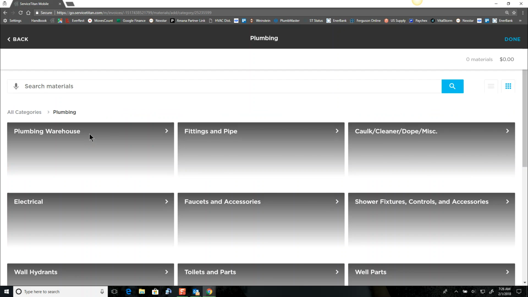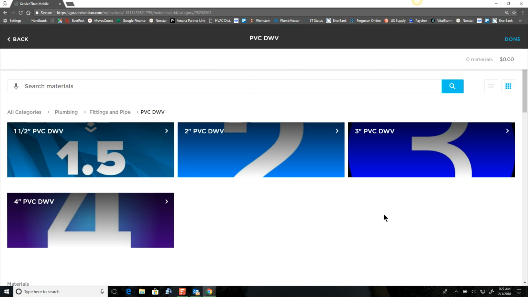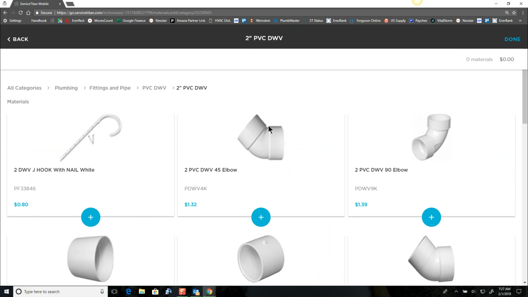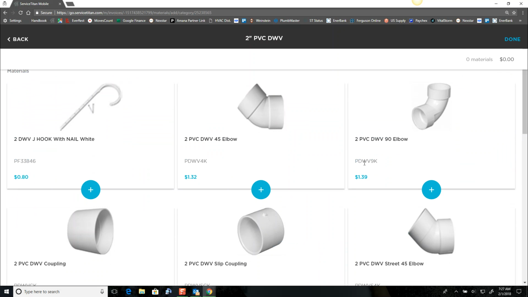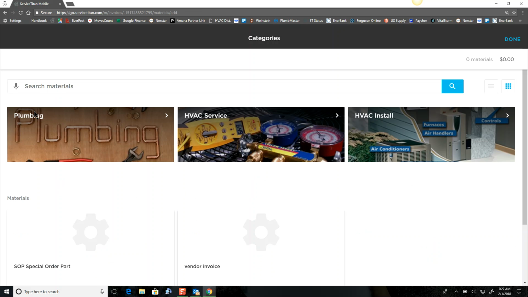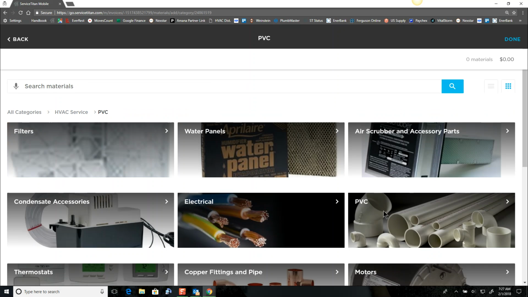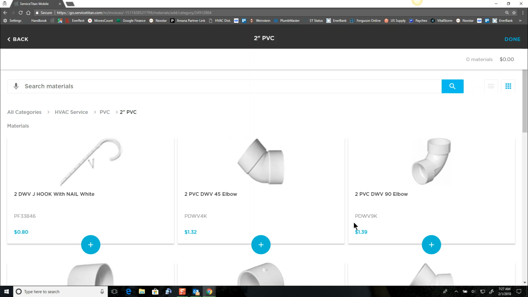If I navigate through the plumbing business unit, I can see that the fitting I referenced earlier is right here, this PDWV9K. That's a very, very standard plumbing fitting. Go back to my categories and look at my HVAC service, and I can see you will also find that fitting.